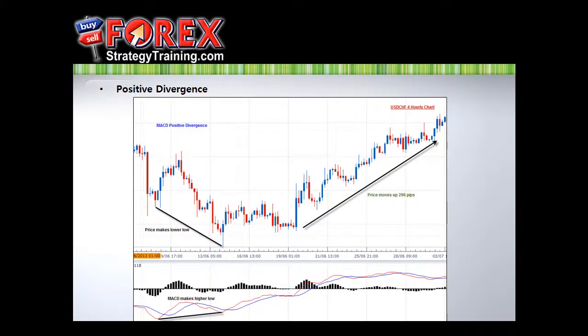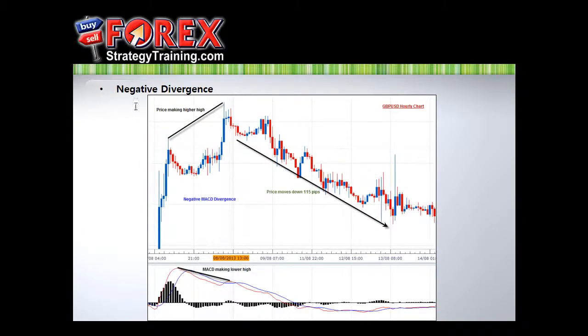Now that you understand what a positive divergence is, this is a negative divergence. A negative divergence is formed when the price makes a higher high. You can see that the price moves up, down, and then up again, and this high is higher than the previous high. But the MACD is creating a lower high. You can see this high here versus this high here. The new high is lower than the old high. This is what we call the negative MACD divergence.